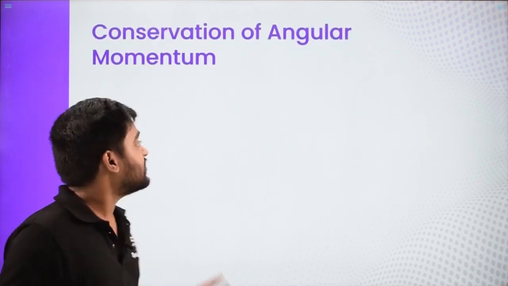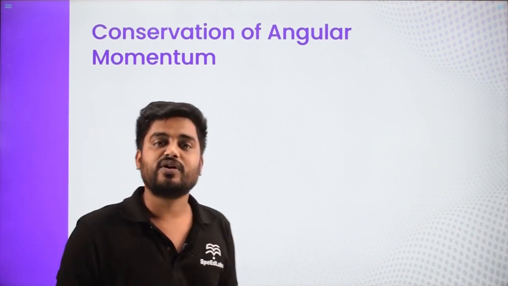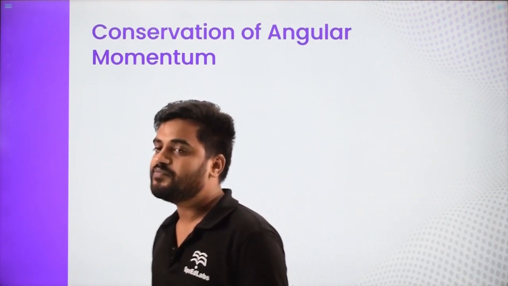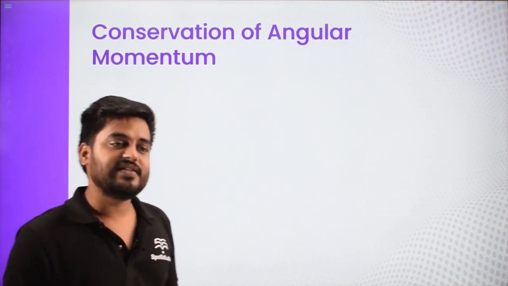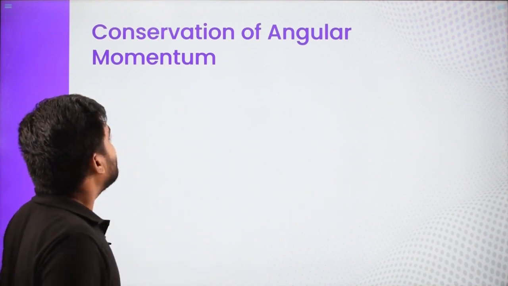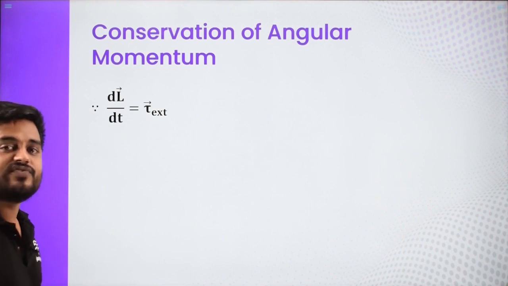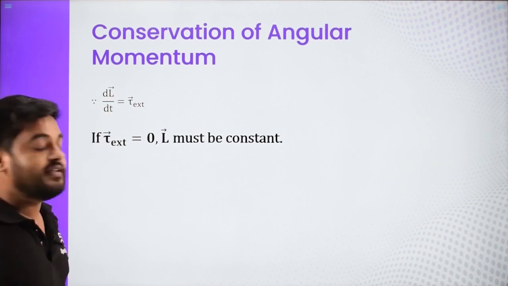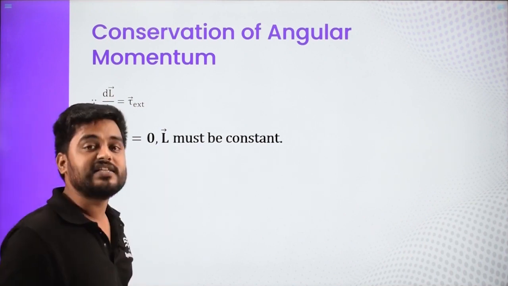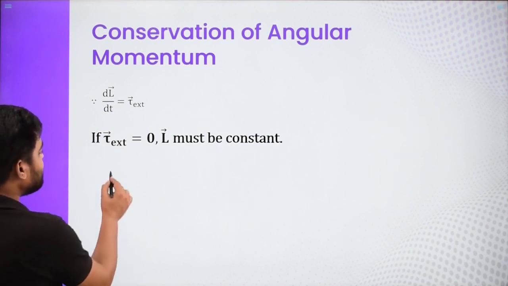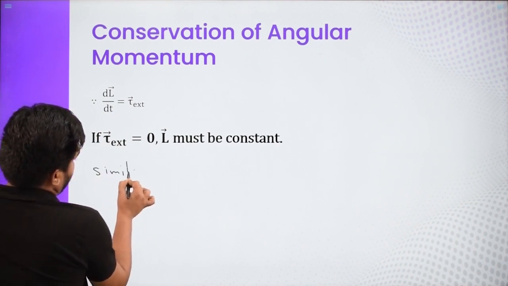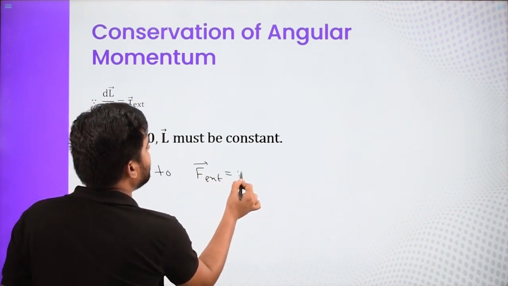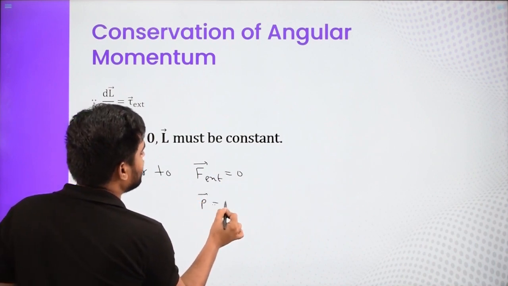Now let us talk about the next topic, that is conservation of angular momentum. We already talked about the conservation of linear momentum. When our external force is 0, the linear momentum won't change. Similarly, torque is dL by dt, the rate of change in angular momentum, so when our external torque is 0, the angular momentum must be a constant; it shouldn't change. It is similar to F external: if F external is 0, then the linear momentum p is a constant.